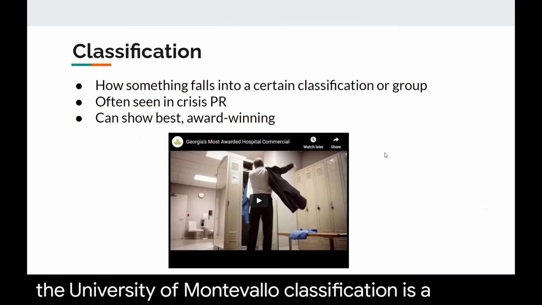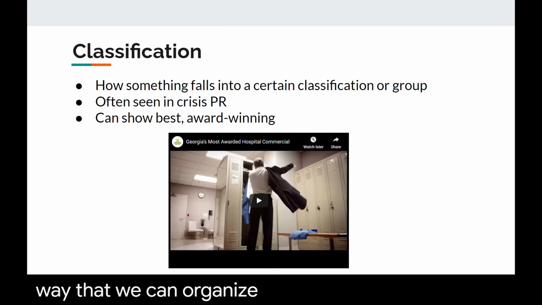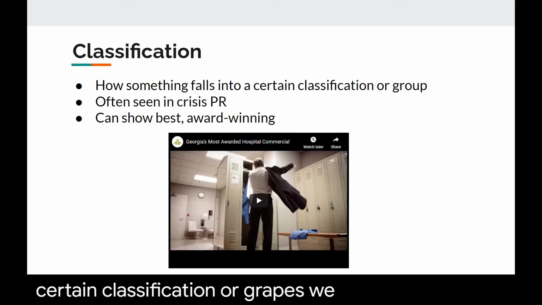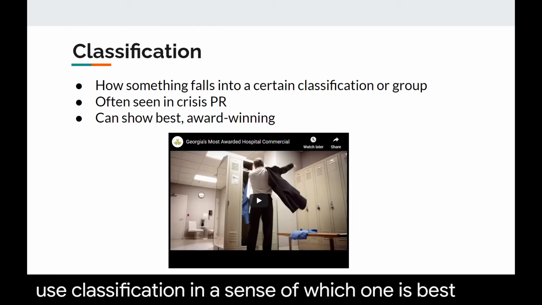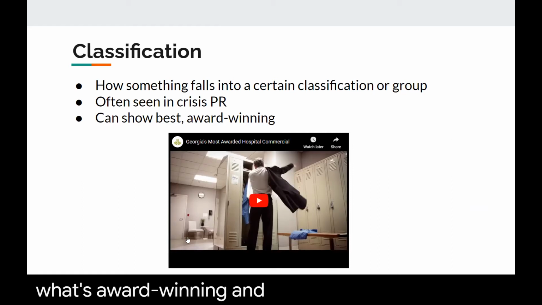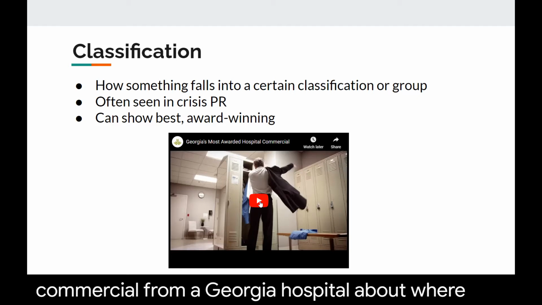Classification is another way that we can organize persuasion topic points. Classification refers to how something falls into certain classification or groups. We often see this in crisis PR, as your textbook mentions, but you can also use classification in the sense of which one is best, what's award-winning, and things like that. So here is a commercial from a Georgia hospital about where their classification standards are as a hospital.